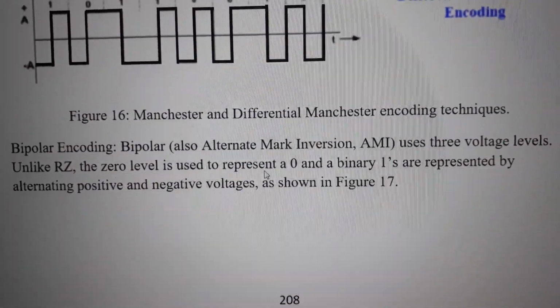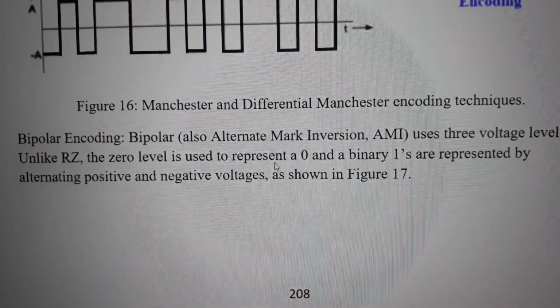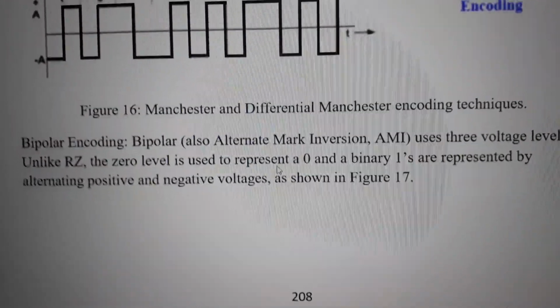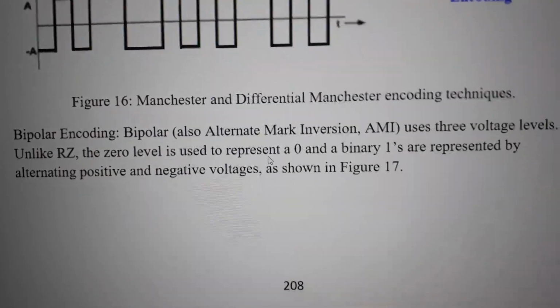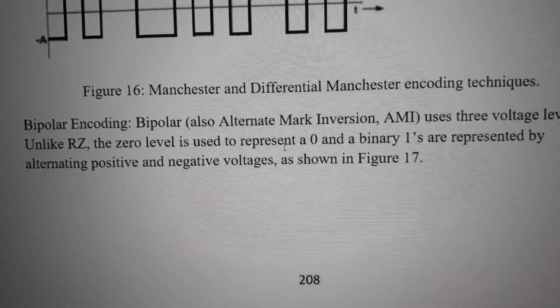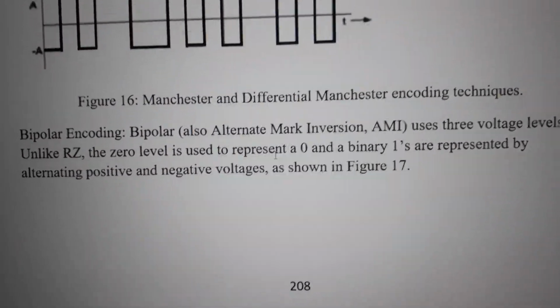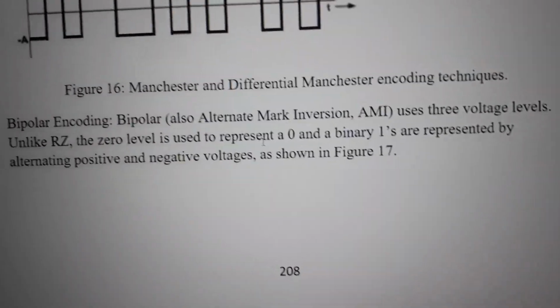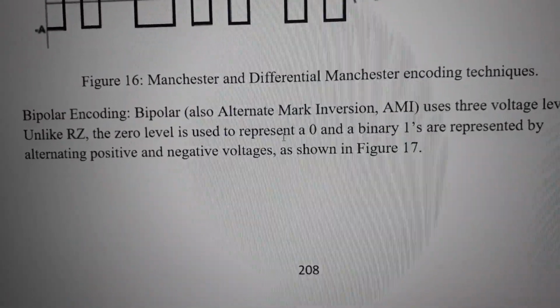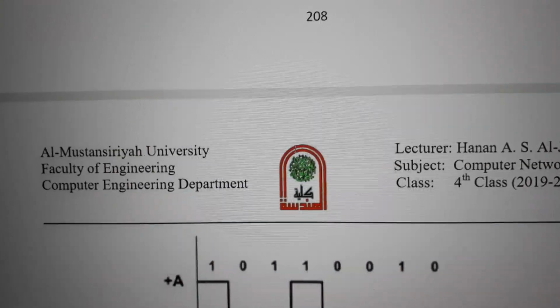البايبولار انكودينج، البايبولار أيضا يدعى بالألترنيت مارك انفرشن، والرمز مالته AMI. It uses the 3 voltage levels. Unlike RZ, the 0 level is used to represent a 0 and the binary ones are represented by alternating positive and negative voltage, as shown in figure 17.